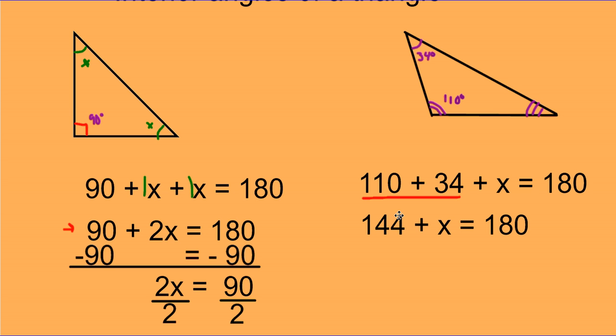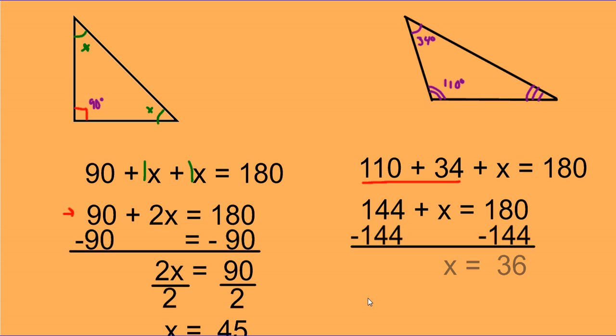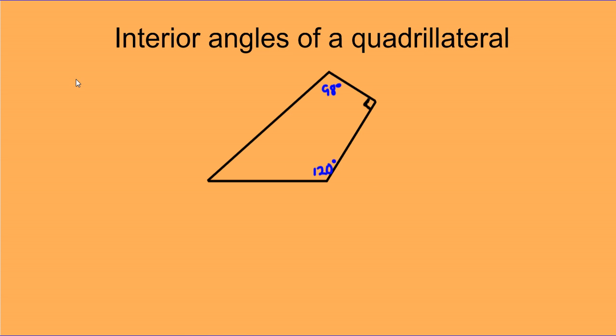The next thing we want to do is to try to get the variable by itself, or isolate the variable. So we're going to subtract the constant from both sides, and we're left with x is equal to 36. That is my answer. So now I go back and look at this. Does that appear to be about 36 degrees? And it seems reasonable. Moving on to interior angles of a quadrilateral.